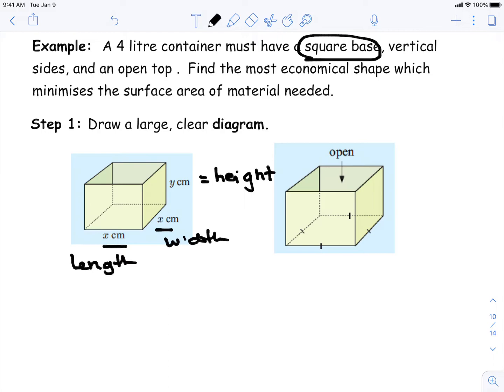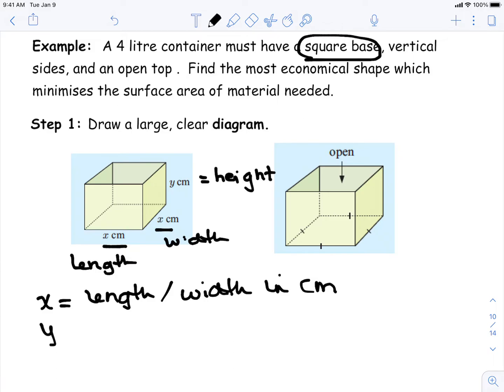So we need to let x equal the length and the width in centimeters. We're going to let y equal the height of our box in centimeters.